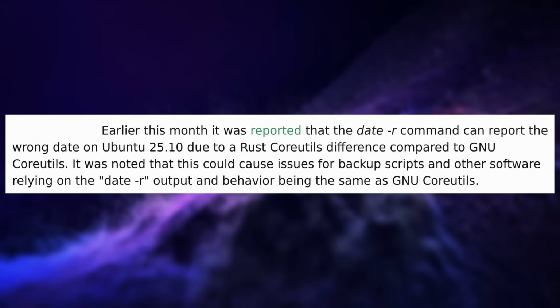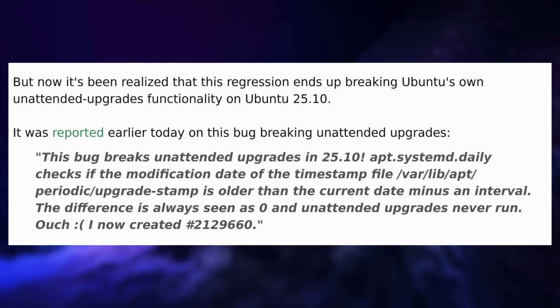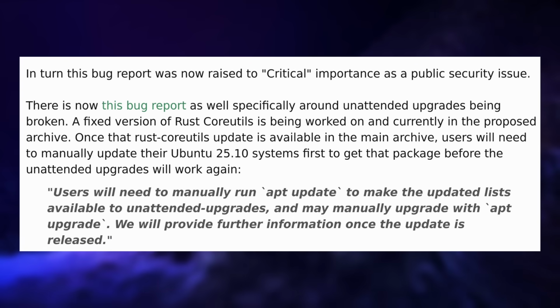are broken on Ubuntu 25.10 because, well, you use that command to check for the last update date and compare it with today's date, and apparently that difference always returns 0 on Ubuntu 25.10 right now, so updates are actually never started. The bug report has been pushed to critical security levels because it does prevent systems from being updated when the user would expect them to be updated because they turned on unattended upgrades. In the meantime, users will have to manually run the usual apt update and apt upgrade commands.